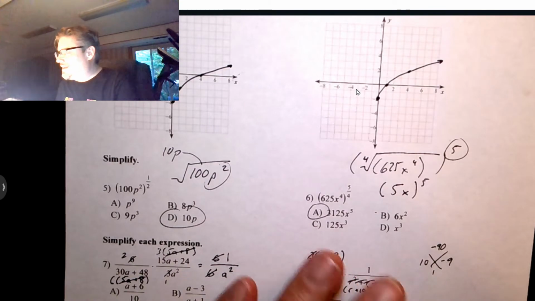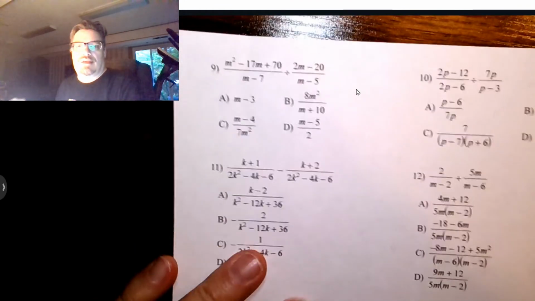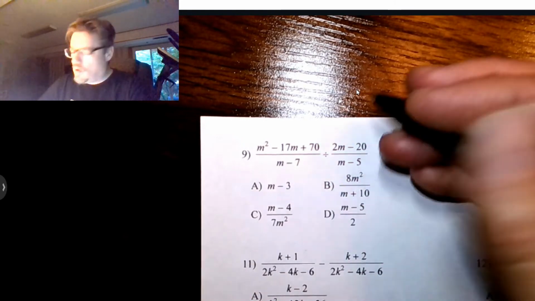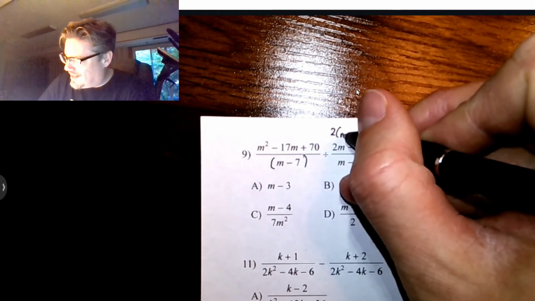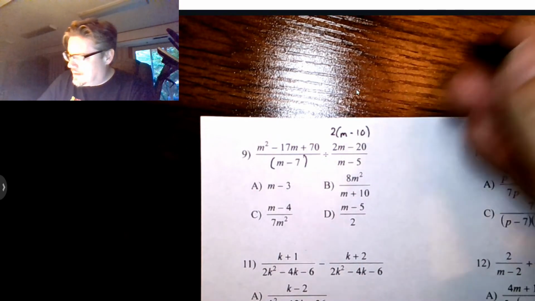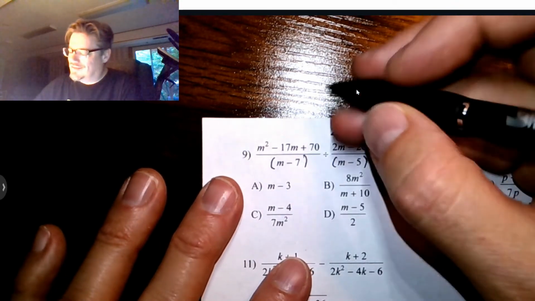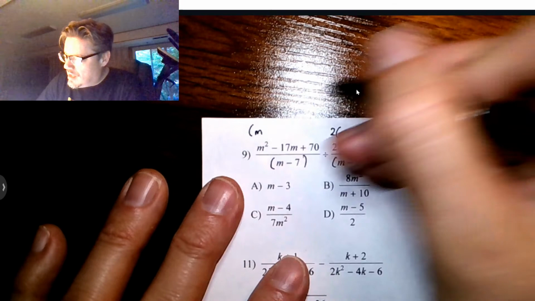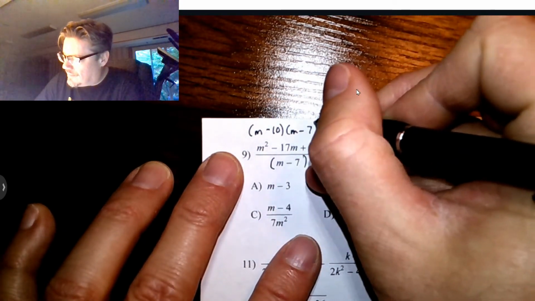Now 9 is a little different because now you've got division. So division is almost the same process, with one little step. We're going to go ahead and wrap him in parentheses. This guy can factor out a 2. I like to do the easy ones first. This guy's in parentheses. And then this guy right here, factors of 70 that add up to negative 17, would be a minus 10 and then an m minus 7.